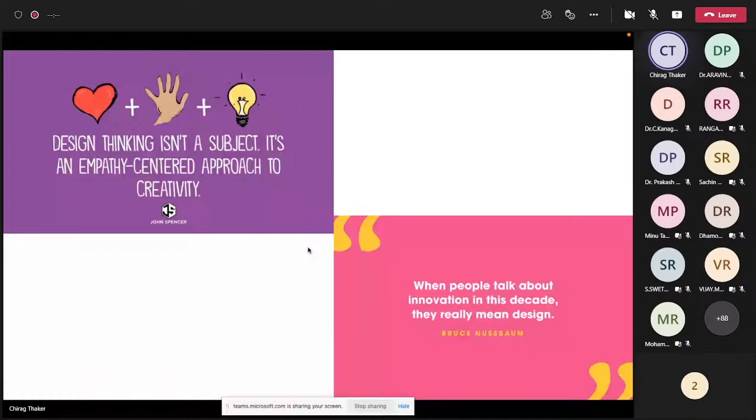Design thinking isn't a subject, it is an empathy-centered approach to creativity. This is a quote from John Spencer. And another quote from Mr. Bruce is that when people talk about innovation in this decade, they really mean design. And that's why we are going to discuss design thinking.